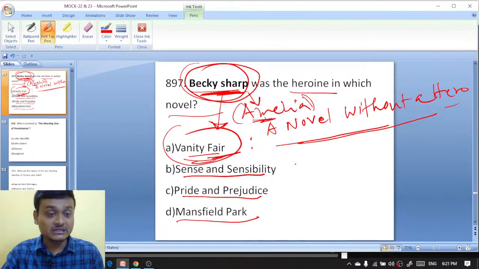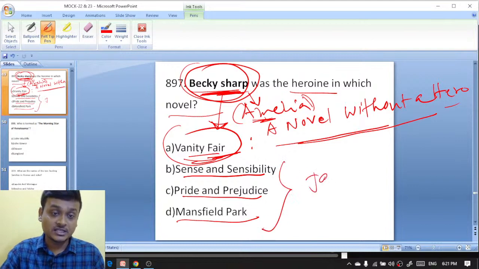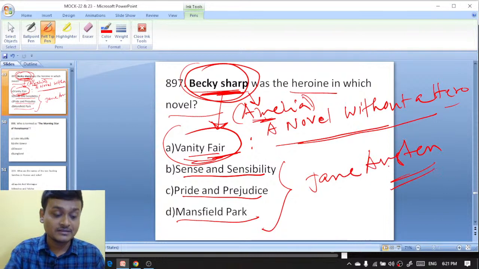Sense and Sensibility, Pride and Prejudice, Mansfield Park, these are all novels written by the Regency period novelist Jane Austen. Jane Austen has written all these novels.